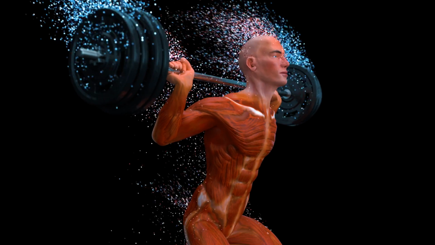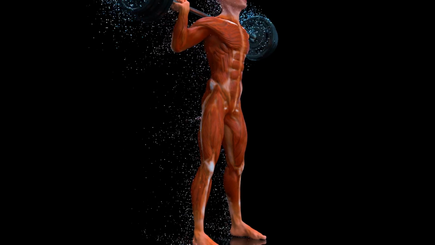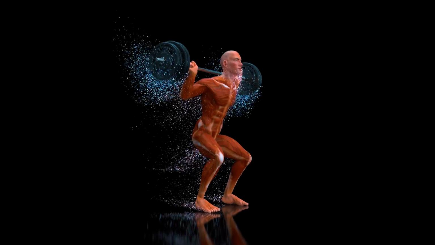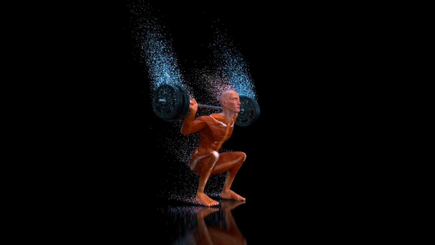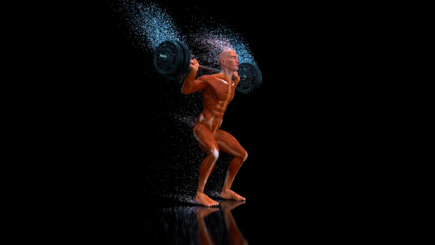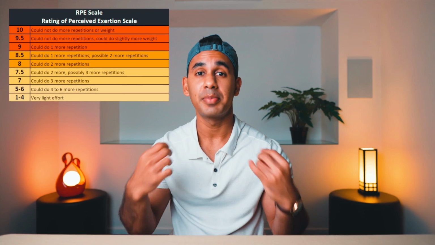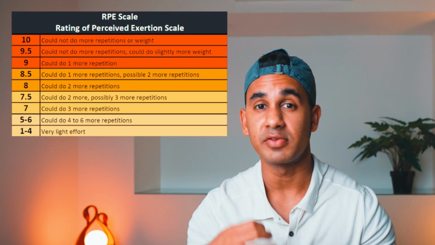But how do we know how far to take the set? Here's my first bonus tip. You need to train relatively close to failure. What does this mean? This means to optimize muscle hypertrophy, you need to train hard, relatively close to failure, and taking some sets to failure may be beneficial as well. A good way to grade this is through the RPE scale, or the rate of perceived exertion scale.